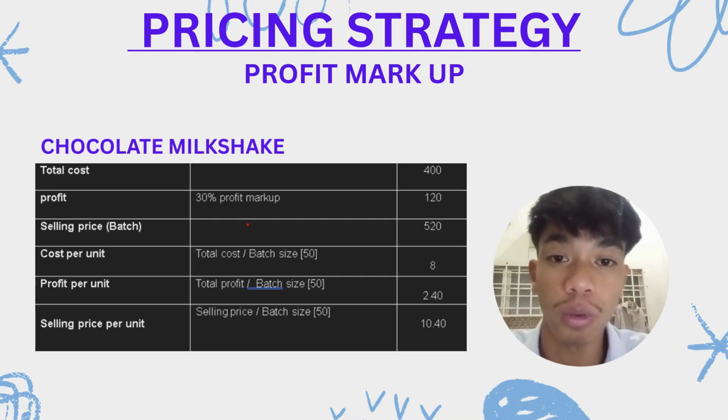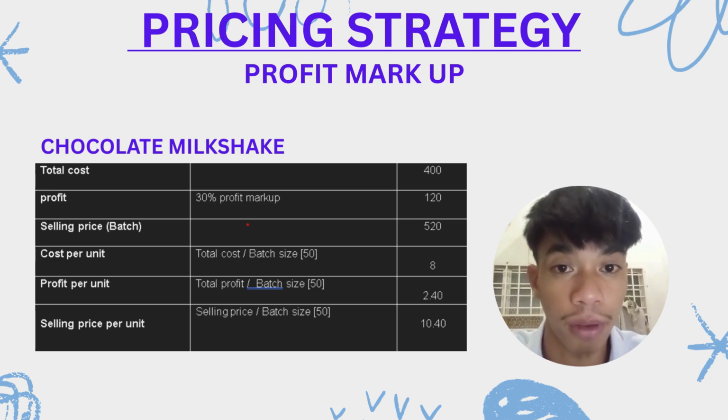We move on to pricing strategy for chocolate milkshake. Total cost for a batch, the price is 400. Profit 30% profit markup, the price is 120 ringgit. Selling price per batch, the price is 520 ringgit.